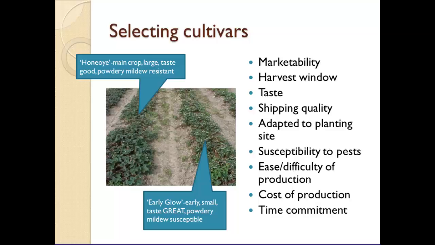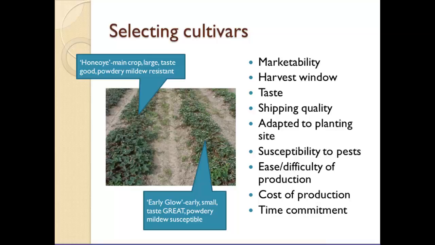Now, I mentioned it a little bit, cost of production. This has to make money too throughout this. So you really need to be running the pencil on the cost. And if you get on the internet, there are usually enterprise budgets for a lot of these to get you started.